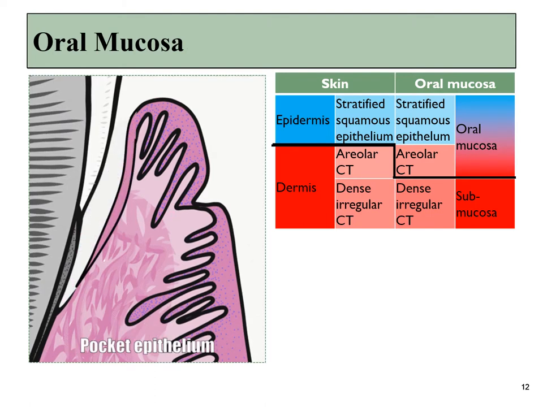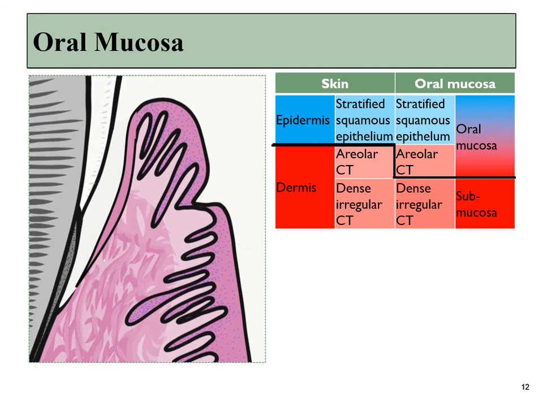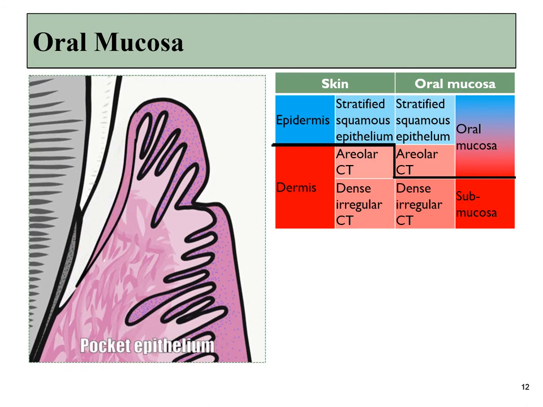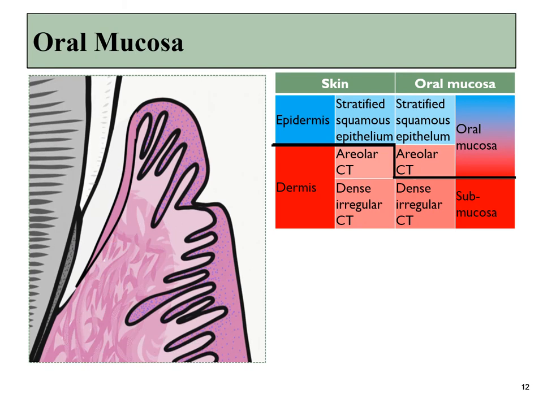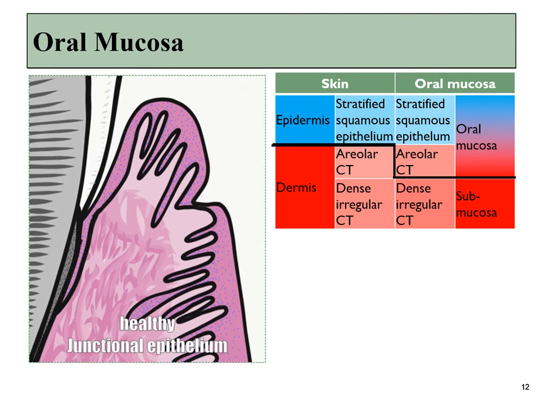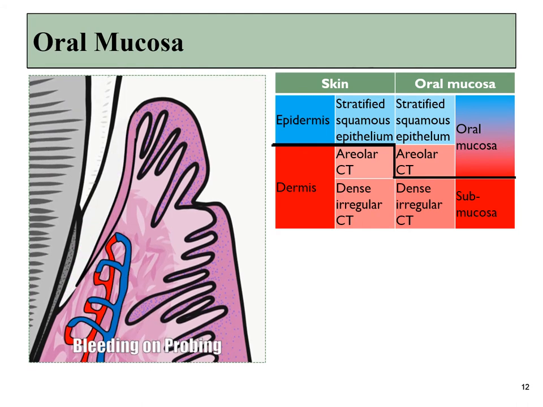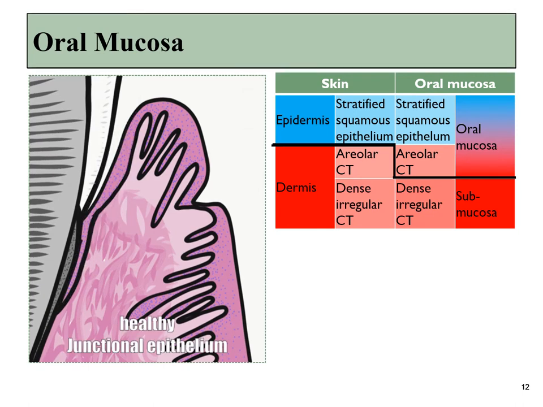Now that we've covered the histology of the skin, let's compare that to the histology of the oral mucosa. First off, the naming of the layers of the skin was fairly logical. The epidermis was the epithelial layer, a stratified squamous epithelium, and the dermis was composed of two types of connective tissue, areolar and dense irregular connective tissue. We find the same types of tissue in the oral cavity.